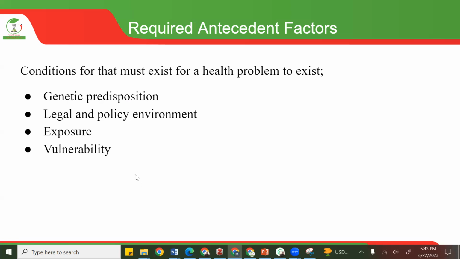And then vulnerability. There are communities that have an increased risk of getting particular diseases or conditions because of their perhaps socioeconomic status, marginalization, whether they're children, whether they are pregnant women. So we need to understand the vulnerability. There are some factors which should be there for the condition to happen. So we need to look at that.